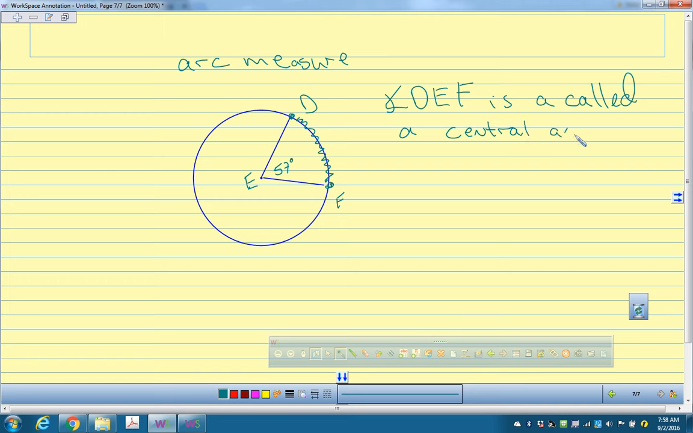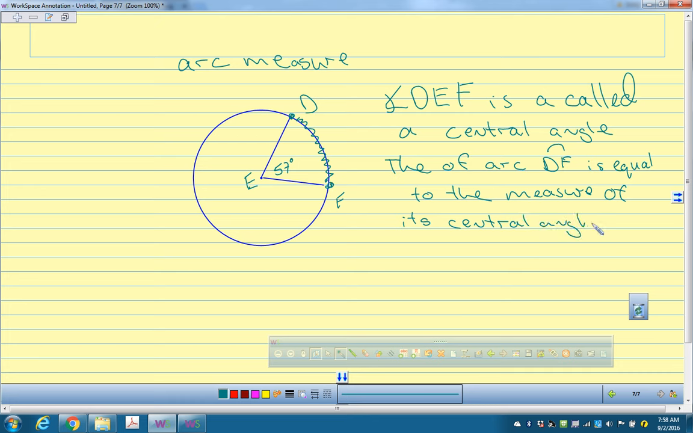Okay? The measure of arc DF is equal to the measure of its central angle. So what's the measure of DF? How many degrees is it? 57 degrees, okay? So the measure of angle DEF is equal to the measure of the arc DF, which is equal to 57 degrees.